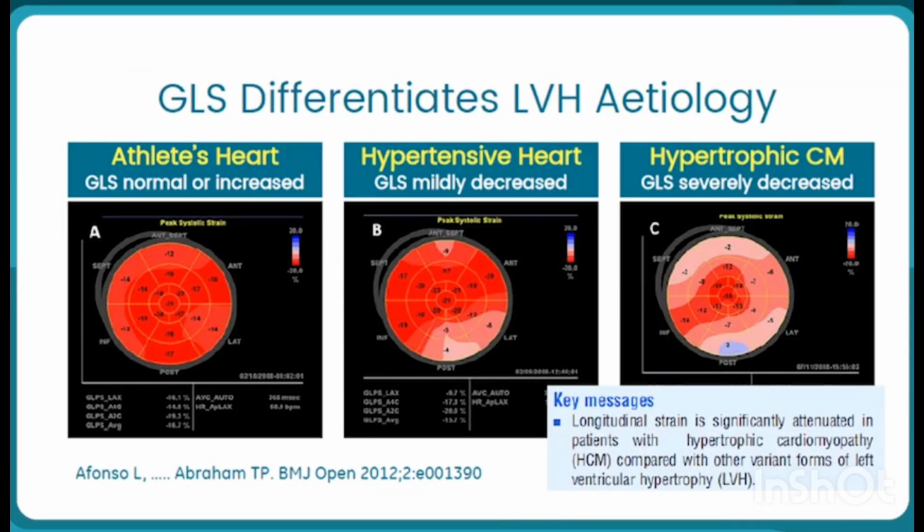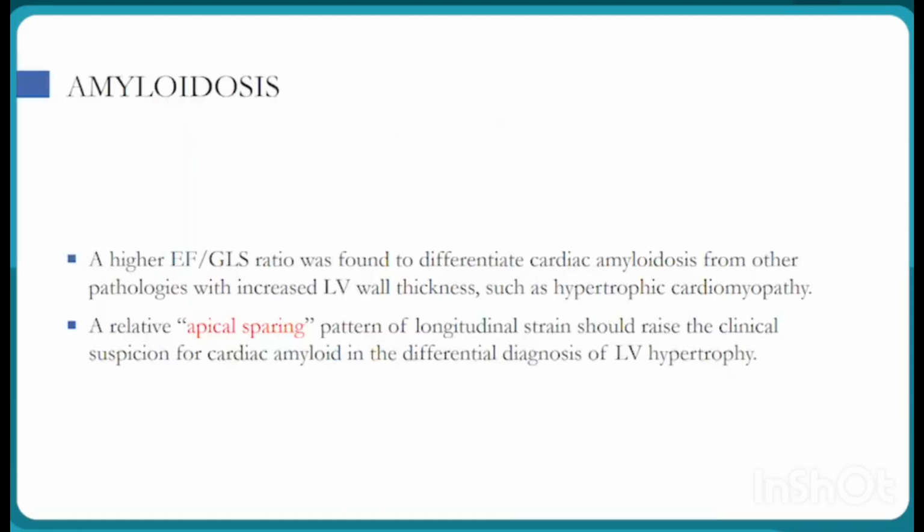So if you perform GLS in these three conditions, athlete's heart will have a normal GLS, whereas in hypertensive heart disease there may be a globally reduced GLS, whereas in hypertrophic cardiomyopathy there is severely decreased GLS, depending on the variant of the HCM.